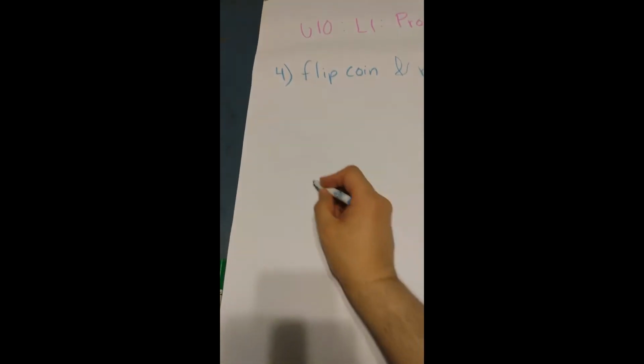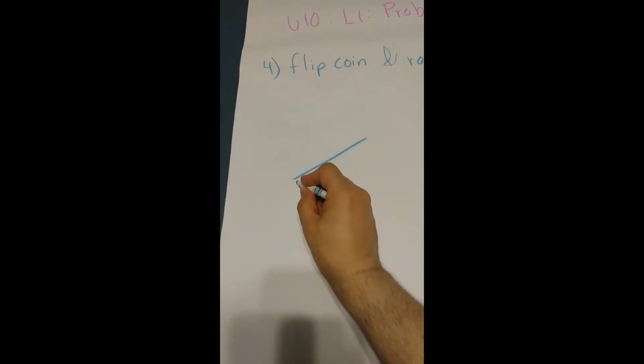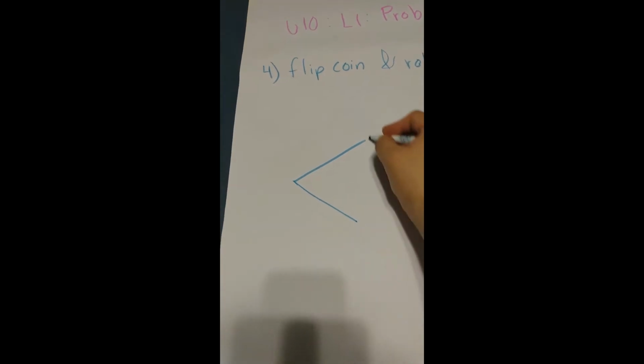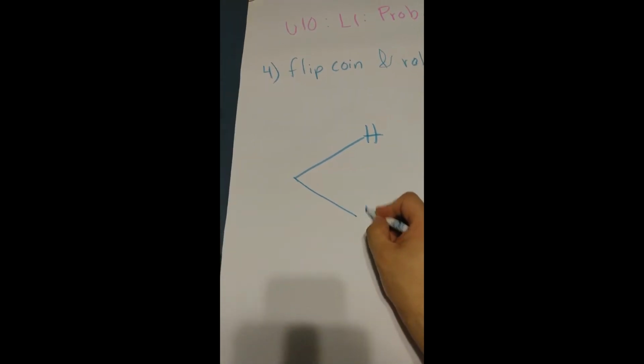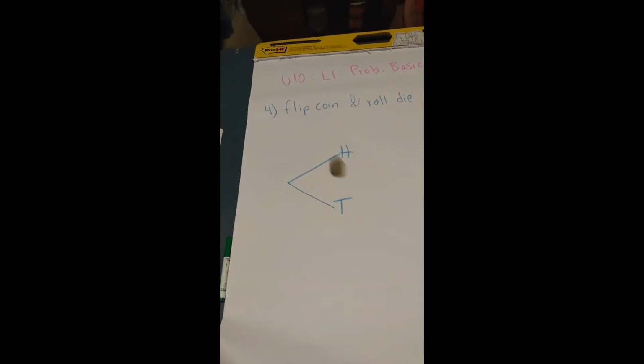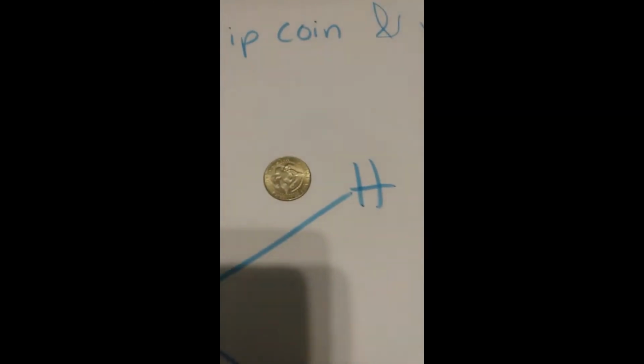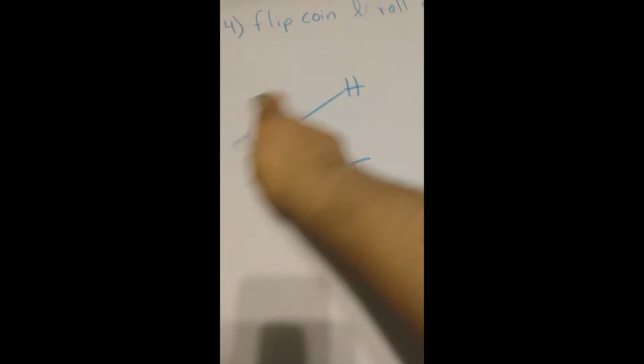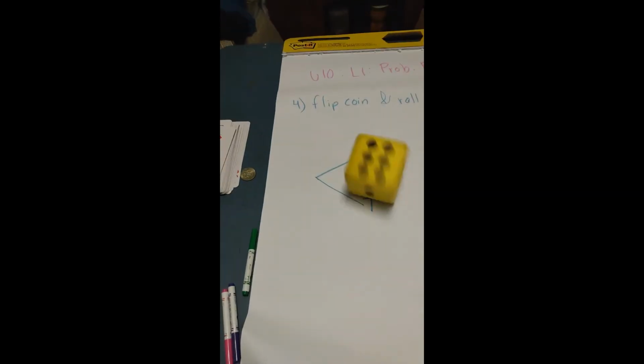So since it's the coin first, I'm going to spread it out. I'm going to put, it can be heads or tails. Okay, so first I would flip it. That would be tails. That would be down here. And then I'm supposed to roll my die. This time it would be a 2.